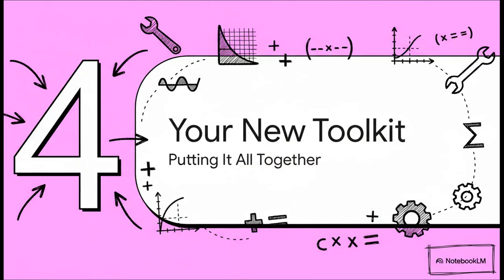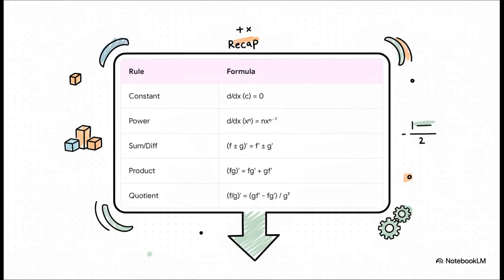And there you have it. In just a few minutes, we've gone from that one slow, tedious limit definition to a whole toolkit that lets us find the derivative of a massive range of functions. So let's do a quick recap of our new toolkit. We've got a rule for constants, the all-important power rule, a rule for sums and differences, the product rule, and the quotient rule. Honestly, with just these 5 rules, you are now equipped to handle almost any derivative they can throw at you in an intro calculus course.